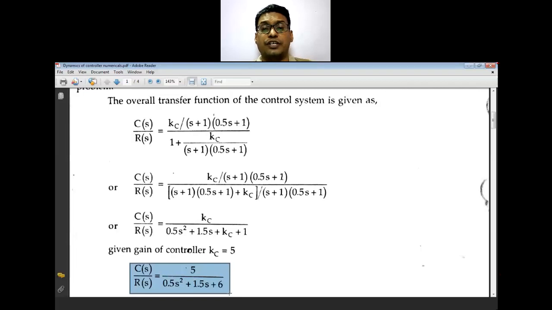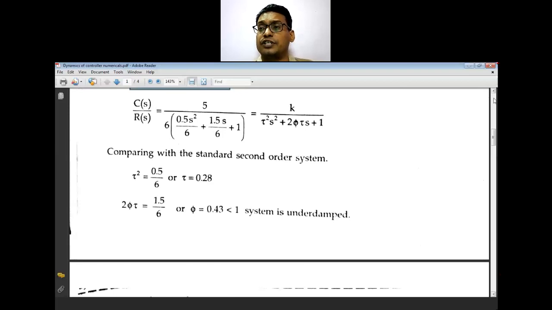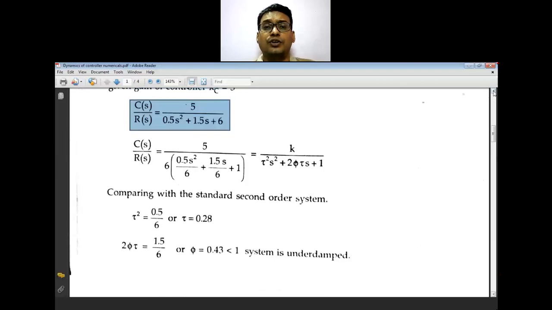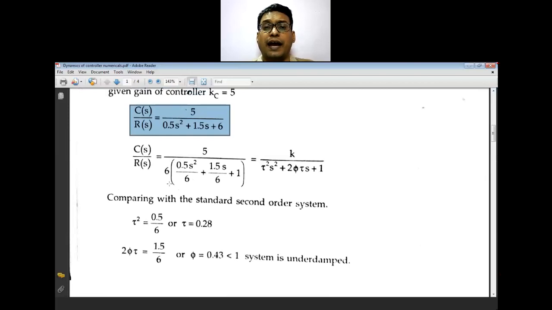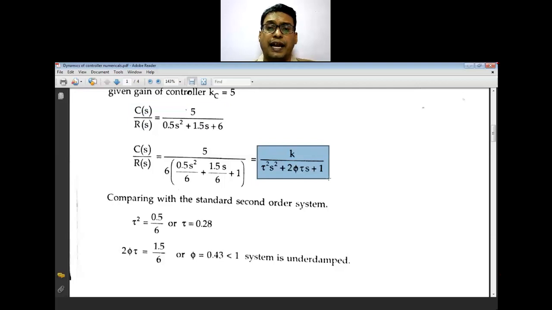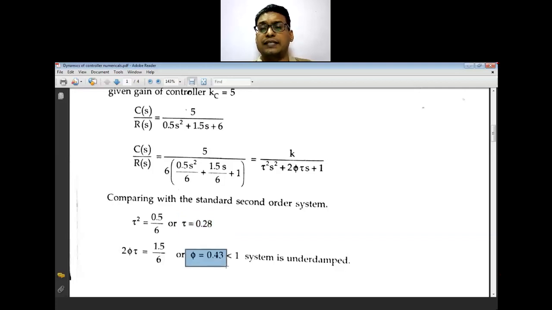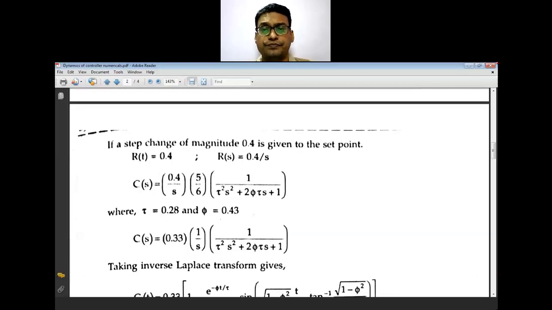Now this is a second order equation, since S² is incorporated. So you have to simplify it and compare it with the second order transfer function and calculate the values of tau² and 2 phi tau. From there you can get the value of tau as 0.28 and phi as 0.43, which is less than 1. This system is underdamped.